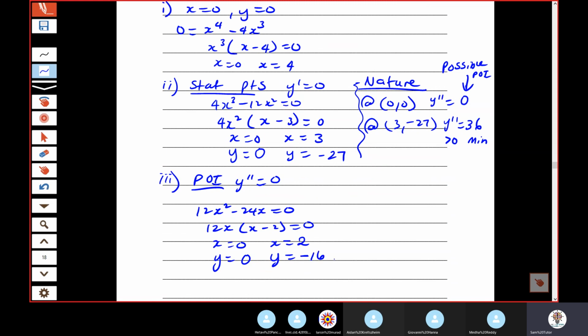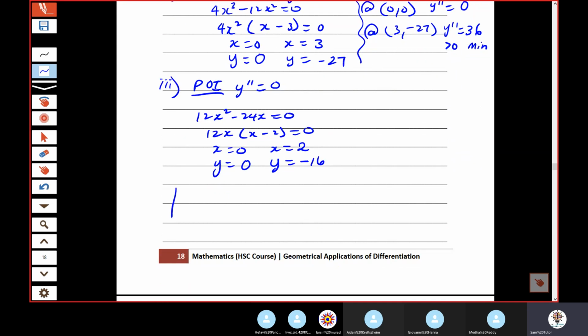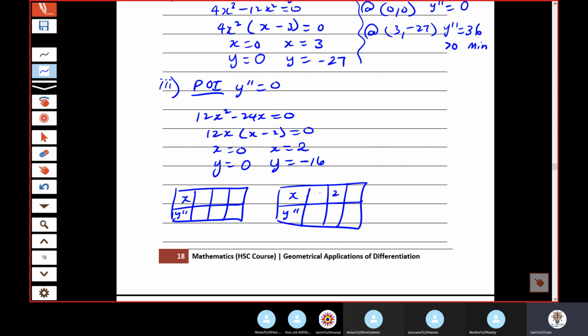Done. What do we do at this stage? Y double dash table. Is that what you mean? Because remember, there's a few tables. You've got to be specific with me. Yes, we're going to do our y double dash table. X, y double dash. And for this guy, for every point you've got to do it. There's 2, there's 1, there's 3, there's 0, there's 0, there's minus 1, there's 1.